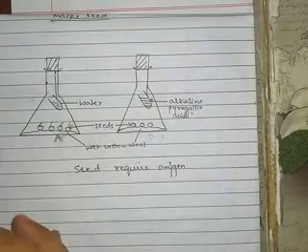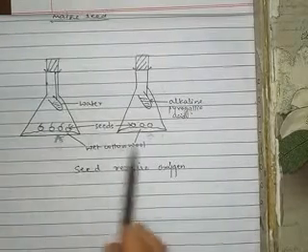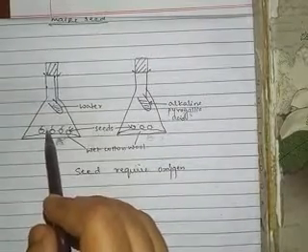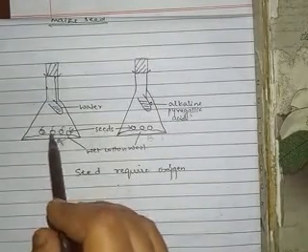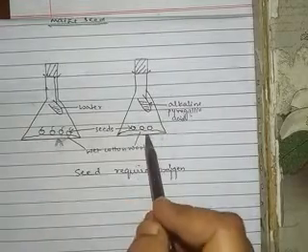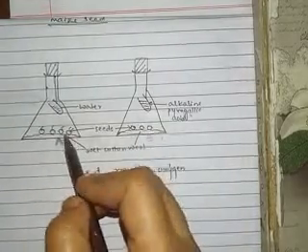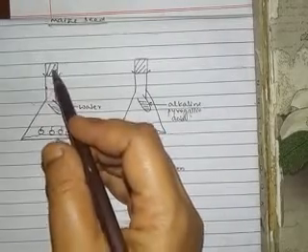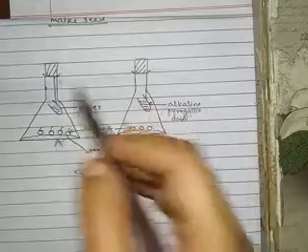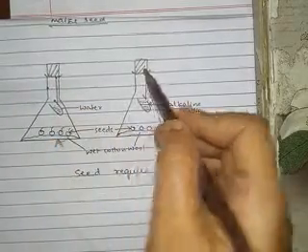As you can see in this diagram, we have two flasks, flask A and flask B. In both the flasks we are keeping soaked seeds on wet cotton wool. Next we are inserting a test tube in both the flasks, and then closing the mouth of the flasks.